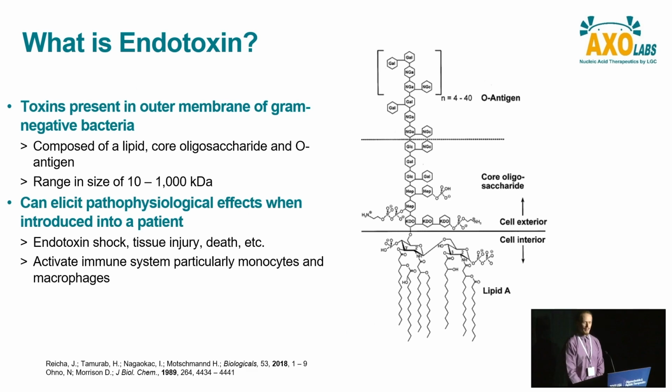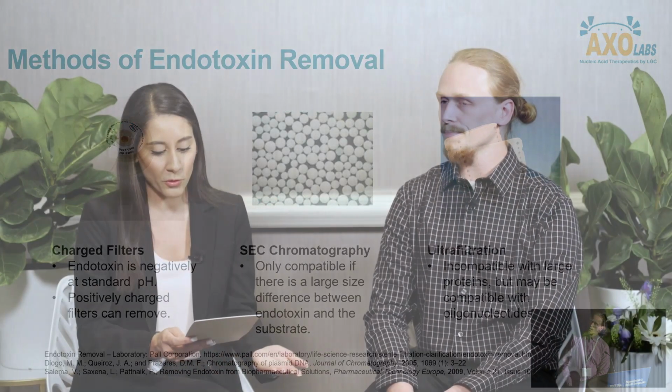And so I have here displayed, it contains a very wide range of sizes, anywhere from 10 to 1,000 kilodalton in size. And what approach does Axel Labs use to remove endotoxins? So our current approach is to use ultrafiltration diafiltration techniques, which is essentially using a membrane to filter out the endotoxin. So in this way, we retain our endotoxin on the UFDF skid, and we have the oligonucleotide product pass through that membrane, which we then collect.